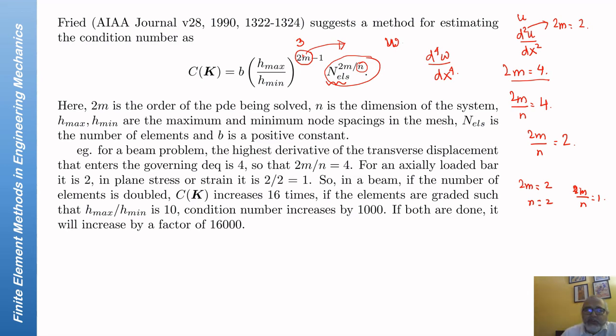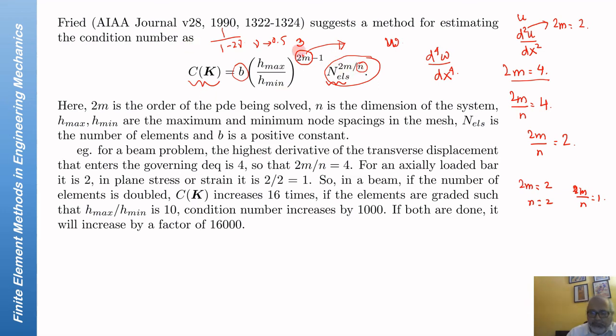Now, in problems in elasticity, this constant B depends on 1 by 1 minus 2 nu. So B goes to infinity when nu tends to 0.5. So condition numbers are also known to shoot up when your Poisson's ratio is close to 0.5. So all these facts increase your condition number: the number of elements, the ratio between the largest and smallest elements in your mesh, the order of your problem, what kind of derivatives you have in a problem, and the dimension of the problem.